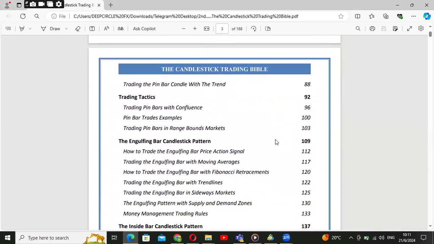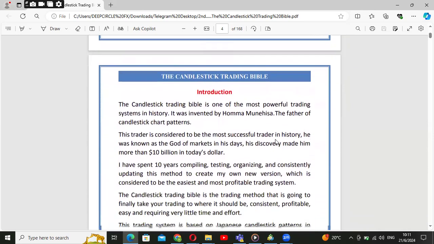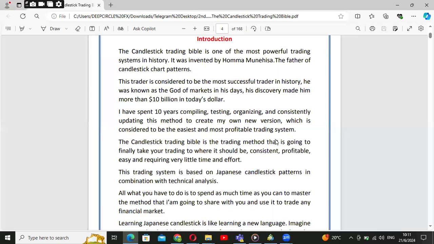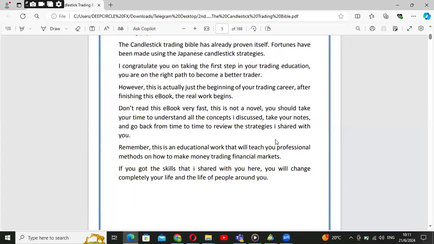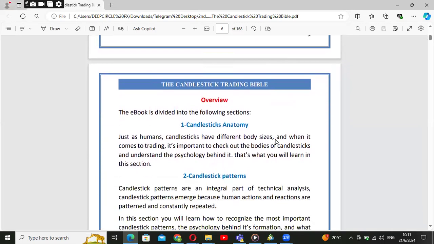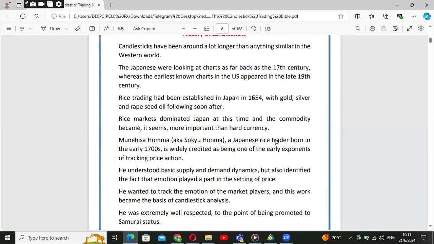This book, guys, is good. If you want to learn, you can try this book because it has got all the basics that you need. It will give you enough knowledge for you to start, but you have to learn more strategy so that you can become an accurate trader. So I'm going to move so that you see.